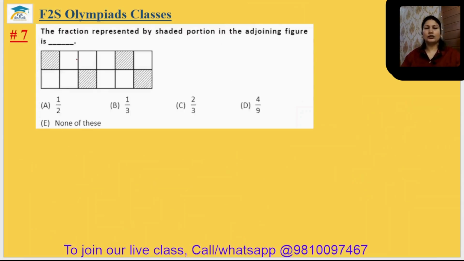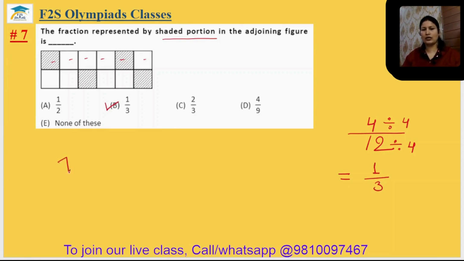Okay. Question number 7. The fraction represented by shaded portion. So how many total numbers? 1, 2, 3, 4, 5, 6. 6 multiplied by 2. So it means denominator will be 12. Shaded portion 1, 2, 3, 4. Is not available, it means it is reduced. So to reduce it, we can just divide both the numerator and denominator with 4, because 4 is the common factor. This is your 1 by 3. It is available in the option number B. So seventh answer is option B.